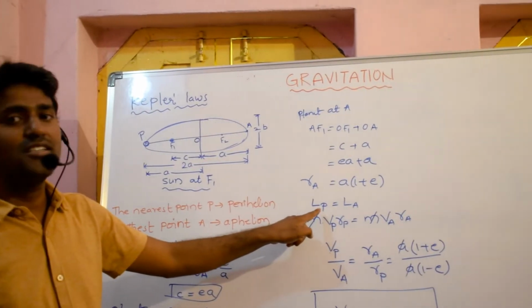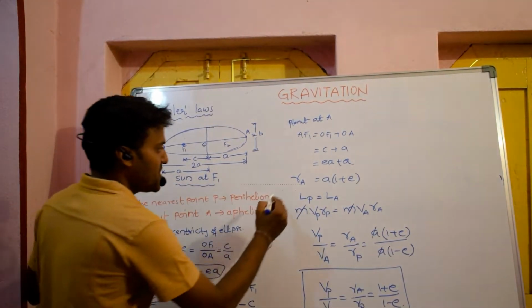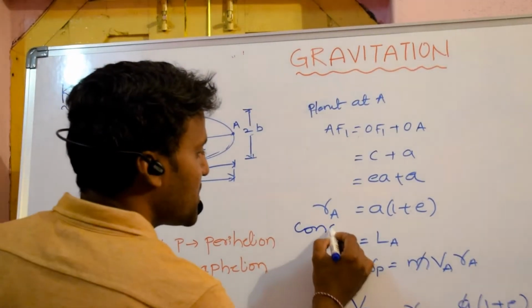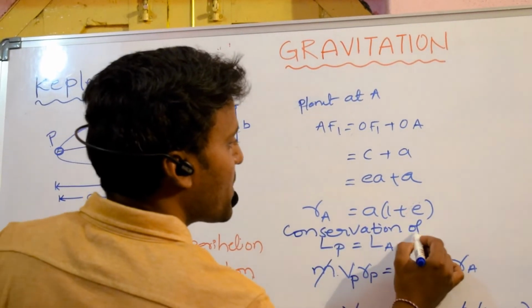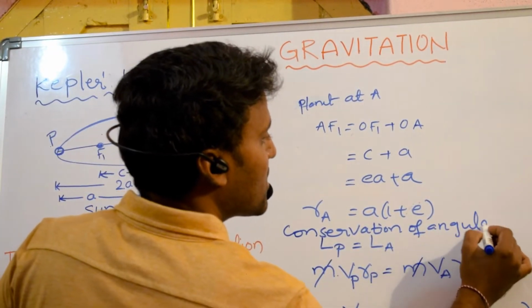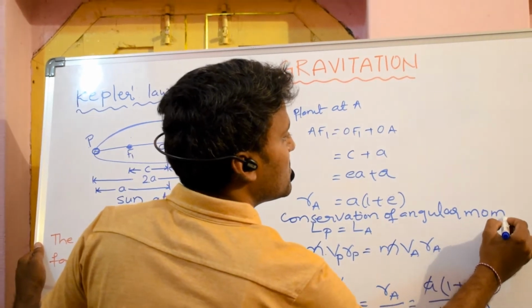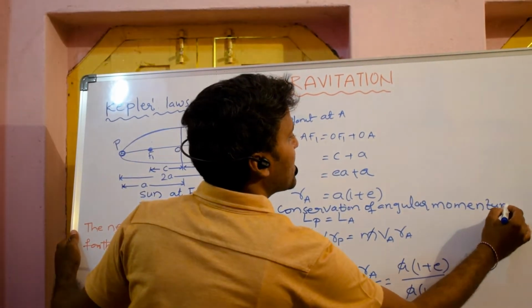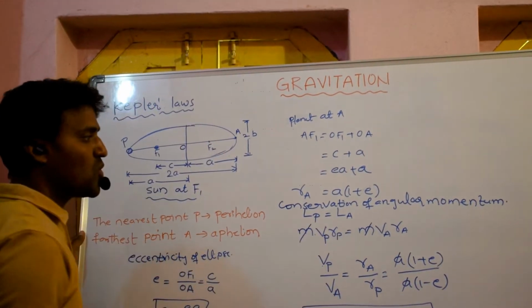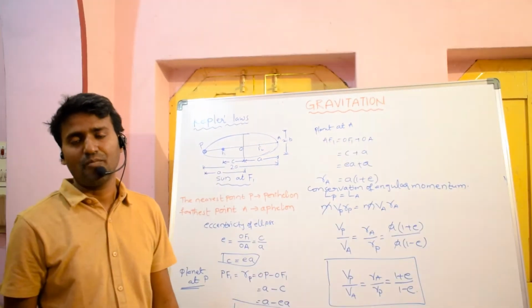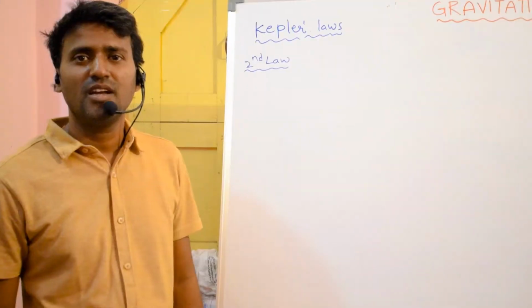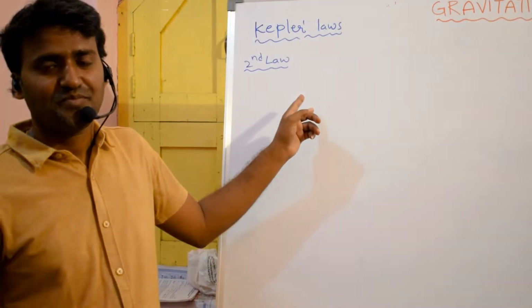I applied conservation of angular momentum. This is nothing but the conservation of angular momentum. LP is equal to LA. According to that, I have written finally this equation. Okay. Now Kepler's second law.